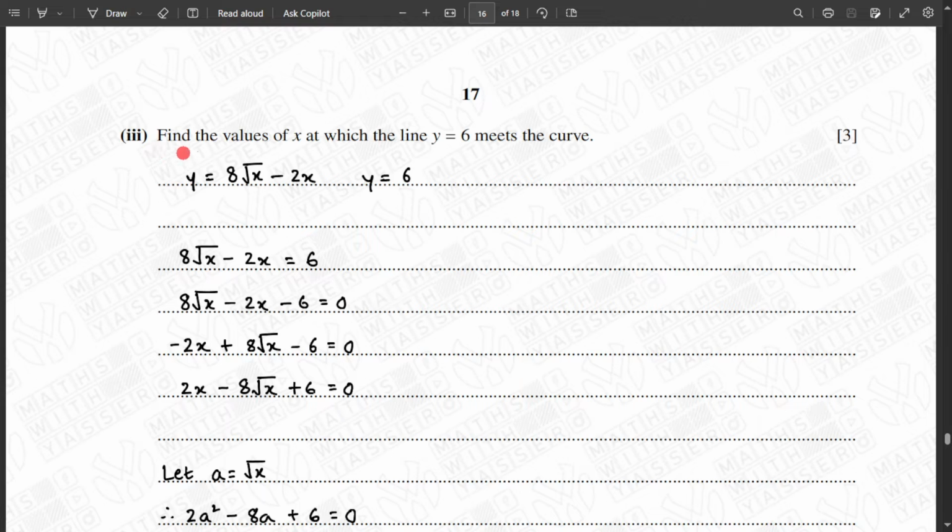Part 3, it says find the values of x at which the line y equals to 6 meets the curve. So this is the equation of the curve and this is the line where y equals to 6. So equating these two equations, we get 8 root x minus 2x is equal to 6. So 8 root x minus 2x minus 6 equals 0. Or we can say minus 2x plus 8 root x minus 6 is equal to 0. Multiplying both sides by negative 1 will give us 2x minus 8 root x plus 6.